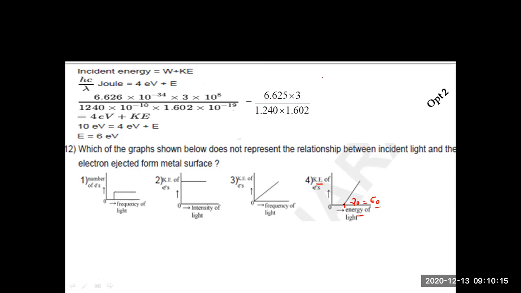Is it okay? So if the fourth graph is correct, they're asking about the one that does not represent. Kinetic energy is plotted against energy of the incident radiation. If this fourth graph correctly represents the photoelectric effect, can the third be correct? Frequency is nothing but energy, along the x-axis, and the kinetic energy along the y-axis. If the fourth is correct, the third should be wrong, no? So option 3 is the right answer.